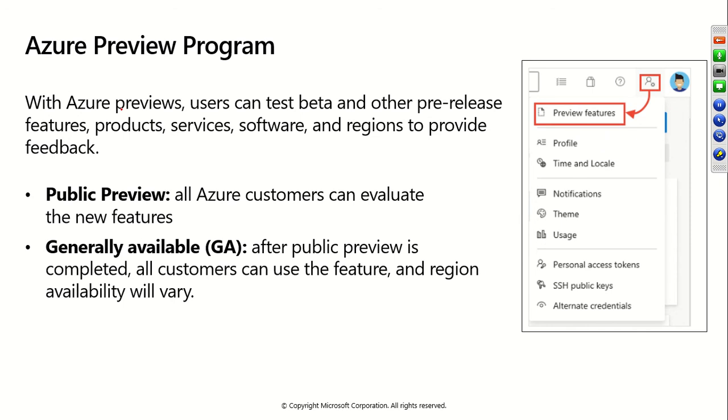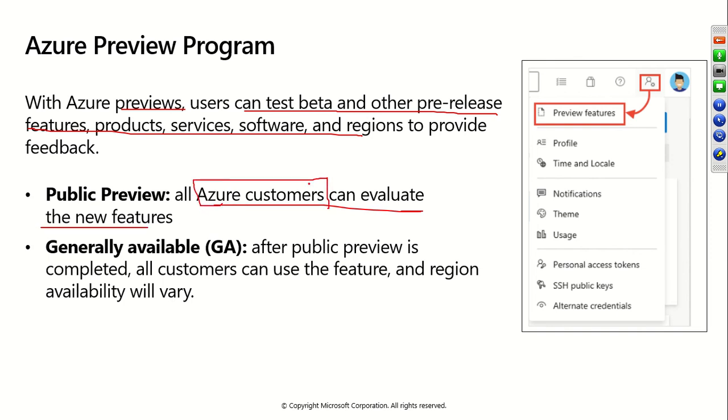Okay, Azure Preview Program. Azure has what they call a preview program. A preview program is a program you can use to test some of the pre-release features. If there is any feature of a software or product that Microsoft has not fully released, you can check it by going to the preview website. Also, there are public previews where all customers can evaluate new features.